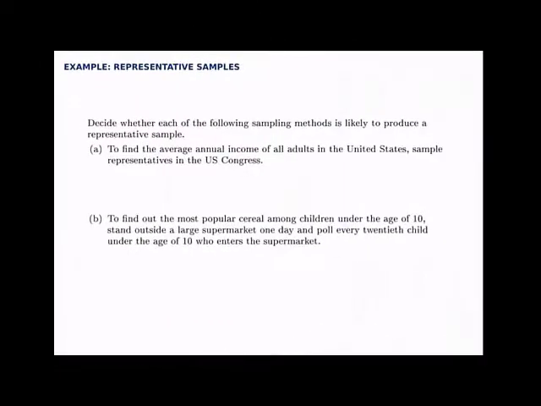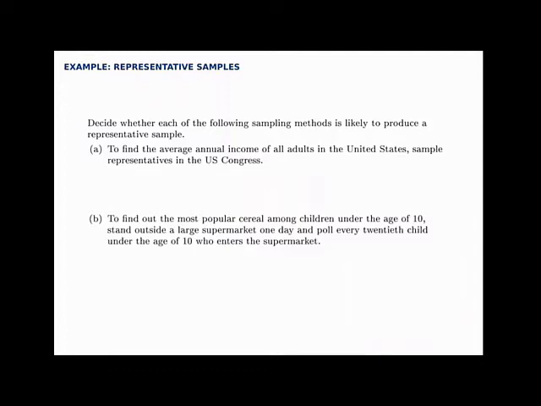Here we're looking at the idea of representative samples. So if we're looking to measure something about a population, we want to gather a sample to measure, and we want to make sure that when we do that, the sample represents the population, that it looks similar to the population as a whole. So we'll look at a couple examples here. First of all, to find the average annual income of all adults in the United States, suppose we sampled representatives in the Congress of the United States.